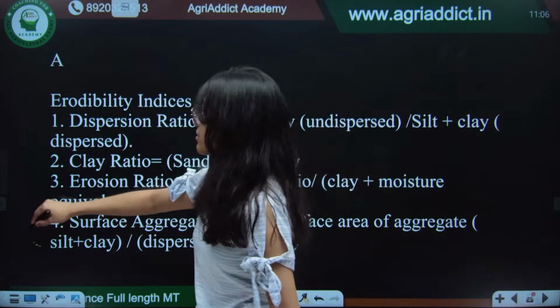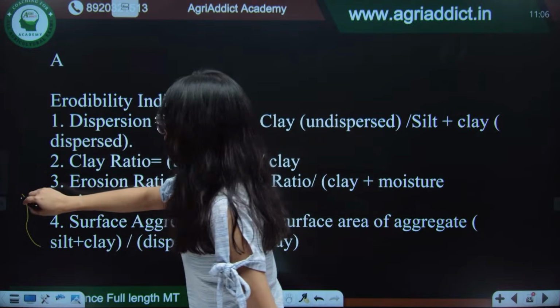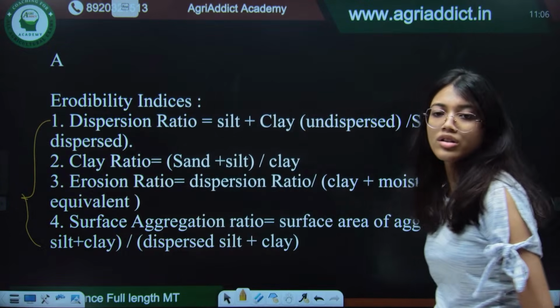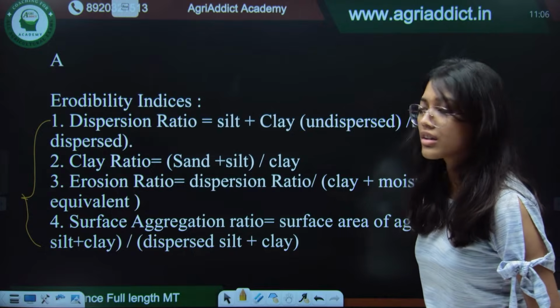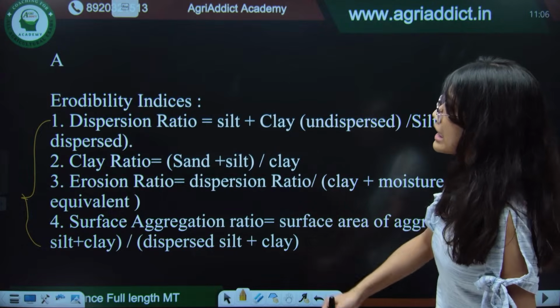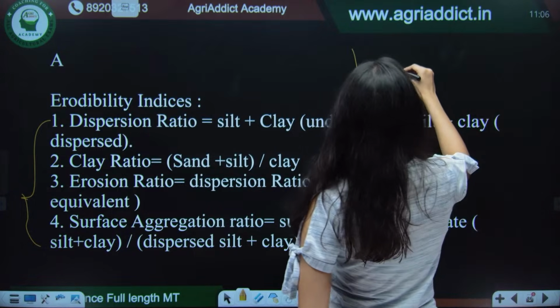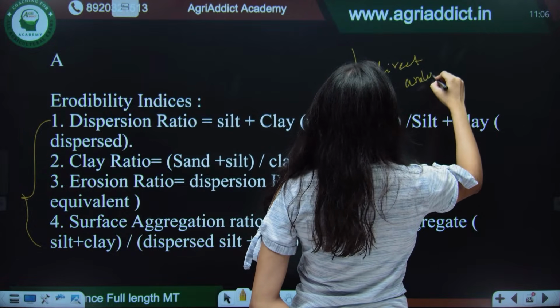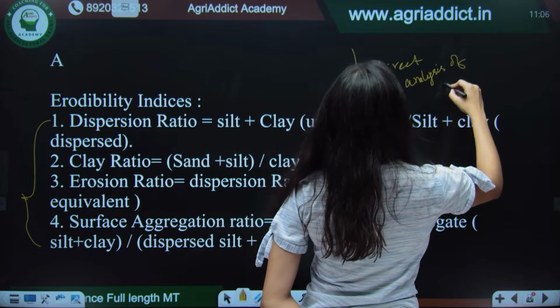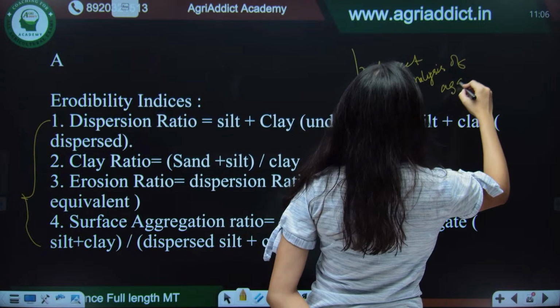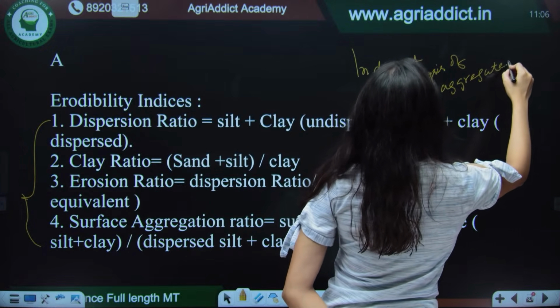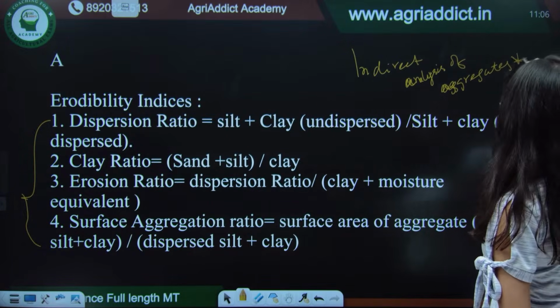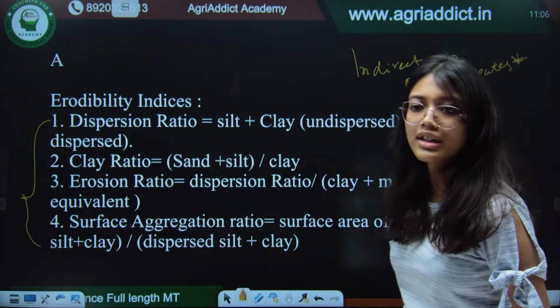Here, I had mentioned the different formulas for all these ratios and it is very, very important. So, you will get it in indirect analysis of soil structure, analysis of aggregates in soil structure. Okay, so this is very important. It has been given in TD Biswas.